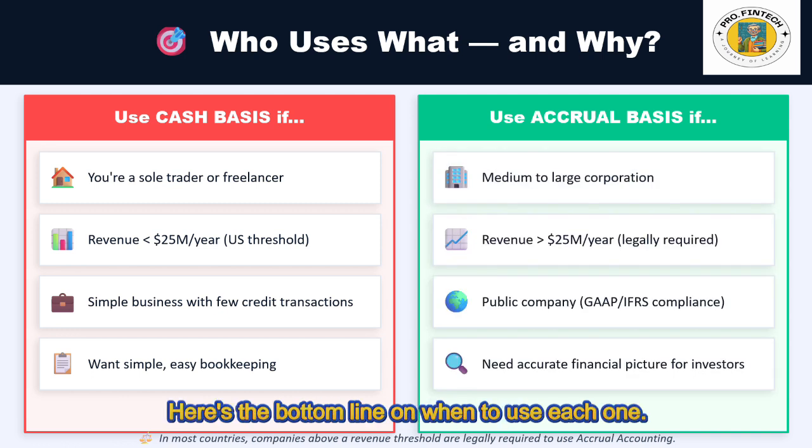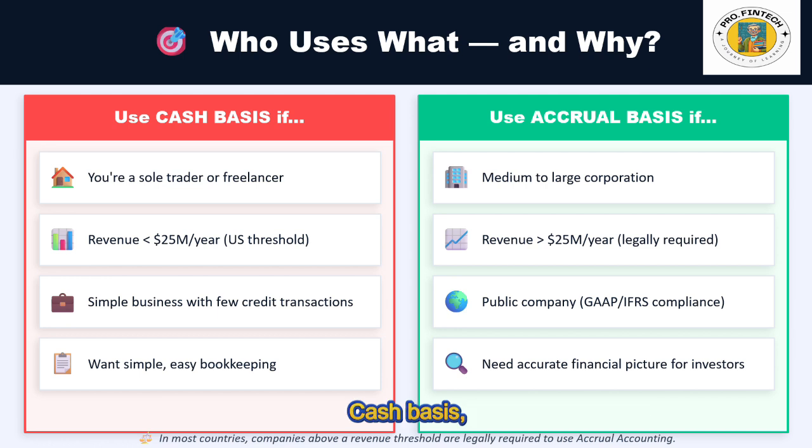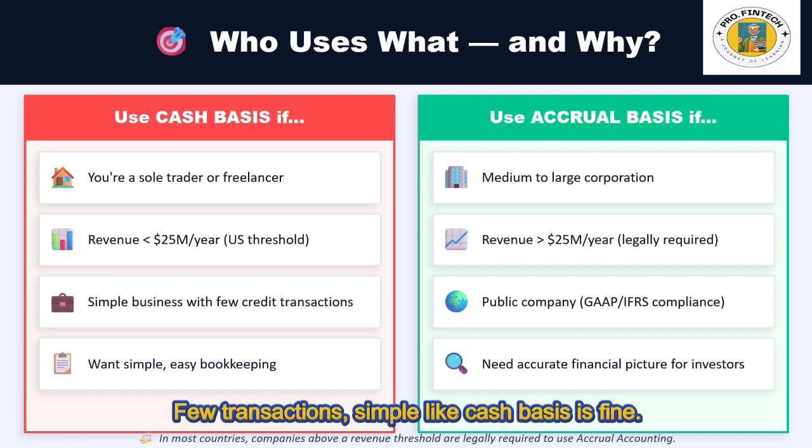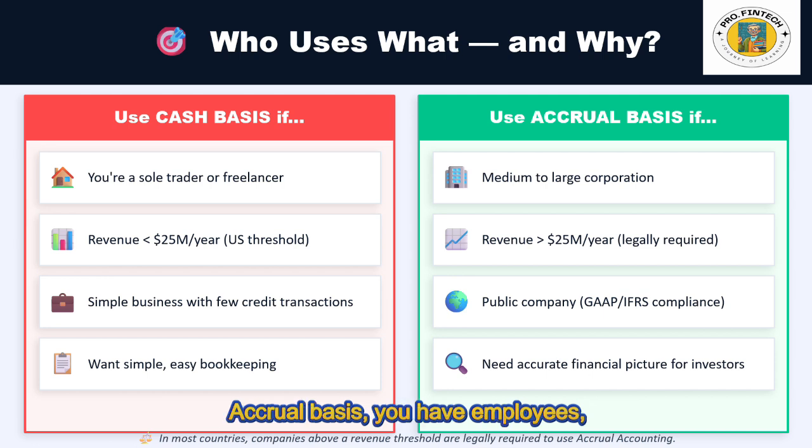Here's the bottom line on when to use each one. Cash basis: you are a sole trader, freelancer, or tiny business. Few transactions, simple life, cash basis is fine. Accrual basis: you have employees, inventory, credit arrangements, investors, or you are planning to grow. Accrual is the only way to see what's actually going on. The bigger and more complex your business, the more you need accrual, because without it, the picture gets dangerously distorted.